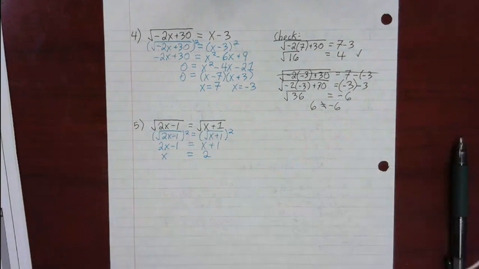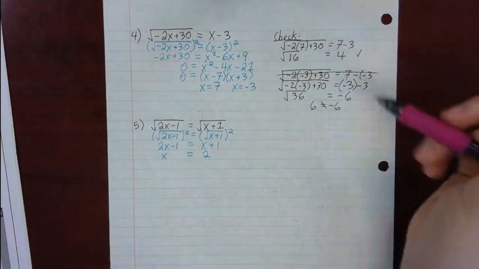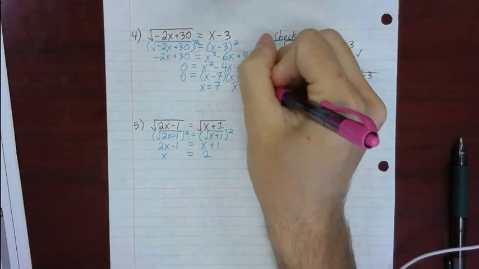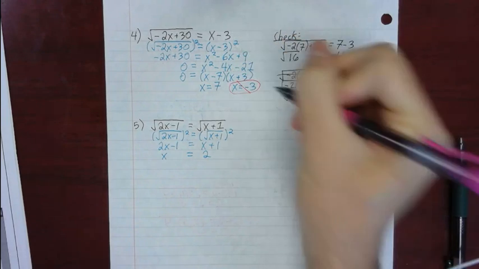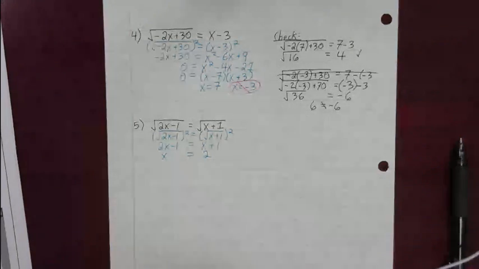Let's check our answer to see if x equals 2 works. Oh, also we forgot to, on number 4, we figured out that negative 3 doesn't work. So you want to definitely remember to cross it out so you don't think that that is a true answer. And that could be very important on a test. So make sure to keep that in mind.